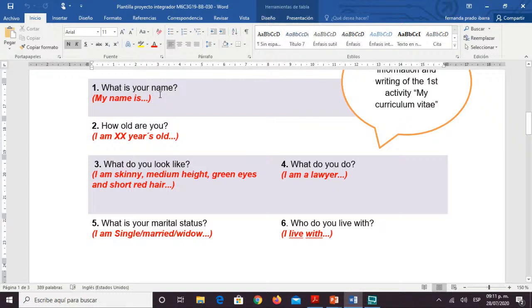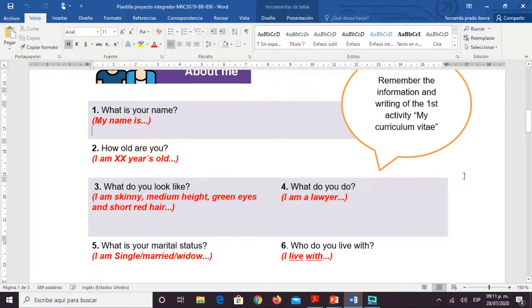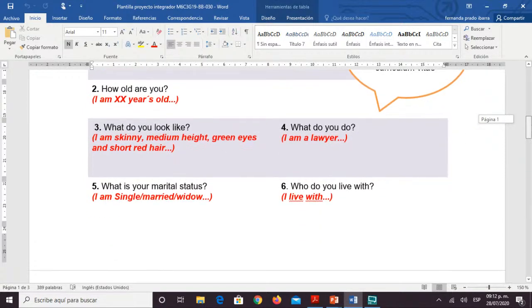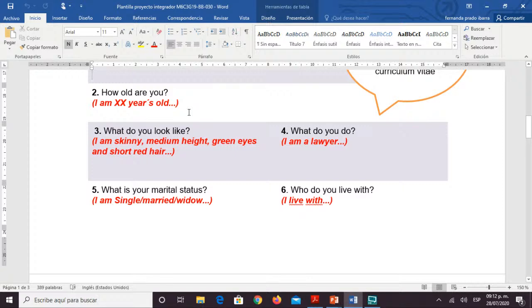Lo que decía es que es muy importante dar respuestas completas. No puedo colocar nada más acá, ¿cuál es tu nombre?, y solamente colocar María Fernanda Prado Ibarra, sino que tengo que dar una respuesta completa. My name is María Fernanda Prado Ibarra. ¿Ok? Ya decía que en la primera actividad integradora, My Curriculum Vitae, ya tenemos esta información, ¿ok? How old are you? Respuesta completa. I am 31 years old. No solamente colocar 31 y ya, ¿ok?